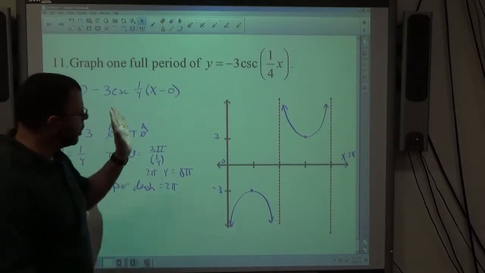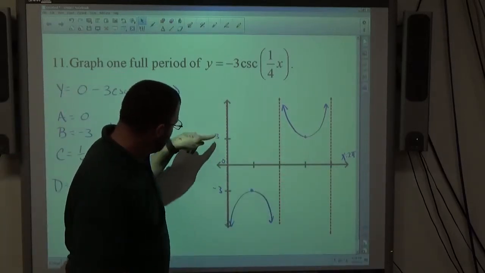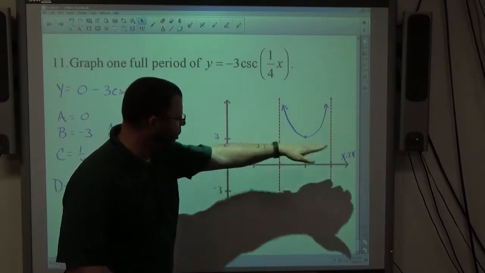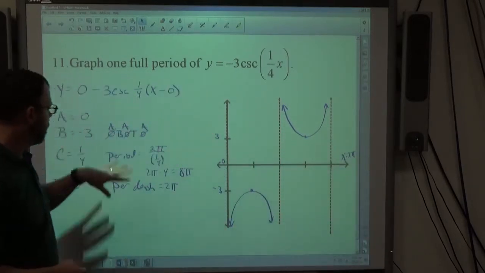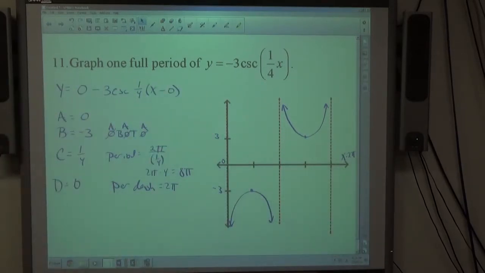So again, what I'm looking for is the asymptotes in the right spots, the y values are correct, and of course if your x scale is correct. Any work you show me will count towards partial credit in case you do graph it improperly.